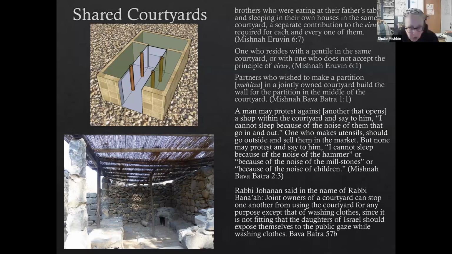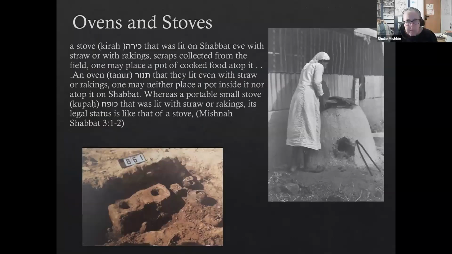Okay, what about cooking? So particularly the Gemara and Shabbos, but not only, we hear about a lot of different types of baking and cooking utensils. The main ones are, we have all three of them here in the Mishnah in Shabbat, a kira, a tanur, and a kupach. Okay, so let's just read the Mishnah. A kira that was lit on Shabbat Eve with straw or with raking, scraps collected from the fields. One may place a pot of cooked food atop it.